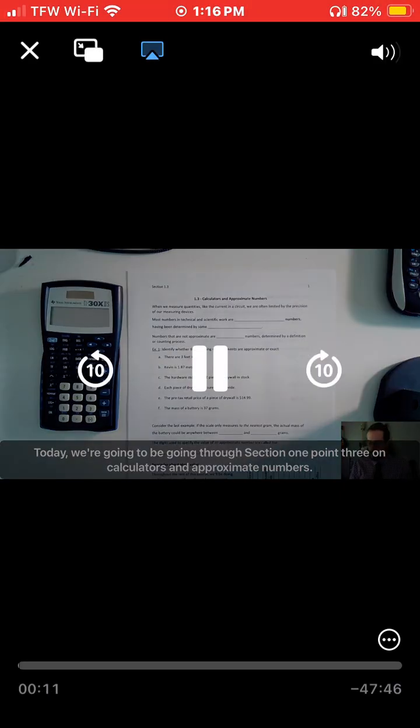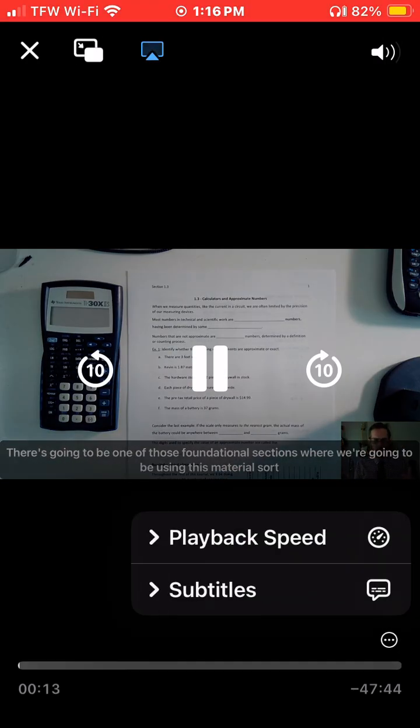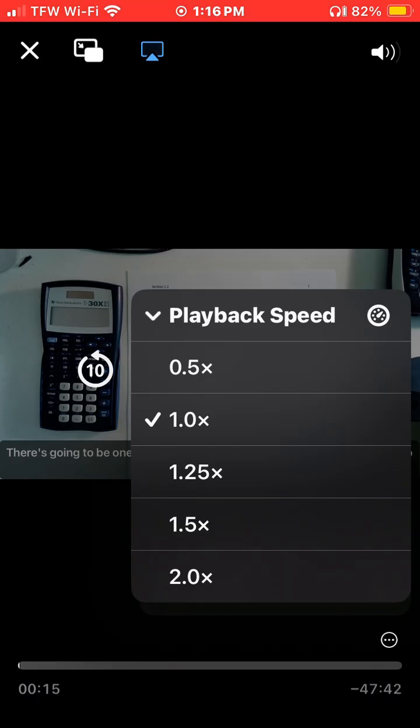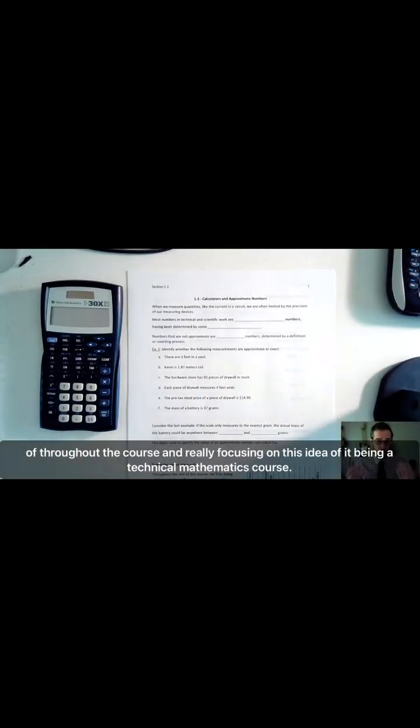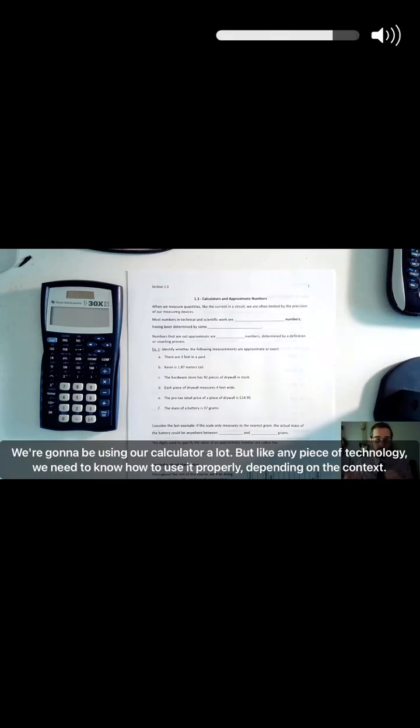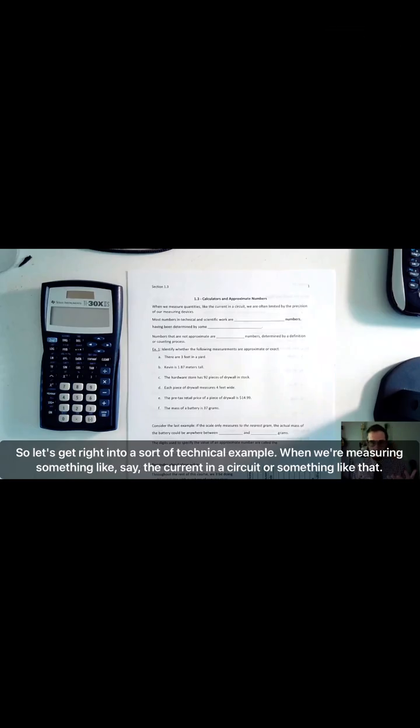Calculators and approximate numbers. This is going to be one of those foundational sections where we're going to be using this material throughout the course. And really focusing on this idea of it being a technical mathematics course, we're going to be using our calculator a lot, but like any piece of technology, we need to know how to use it properly depending on the context. So let's get right into a sort of technical example.